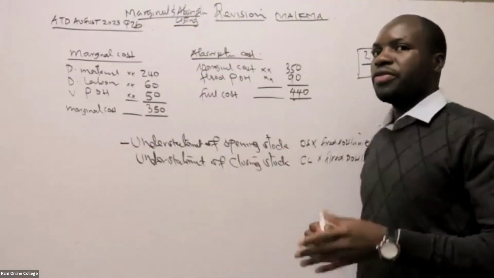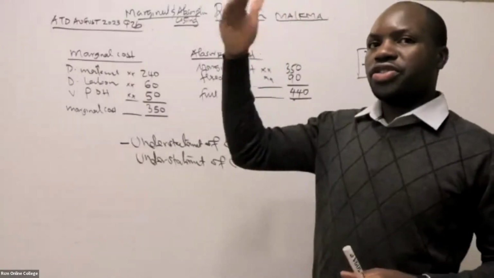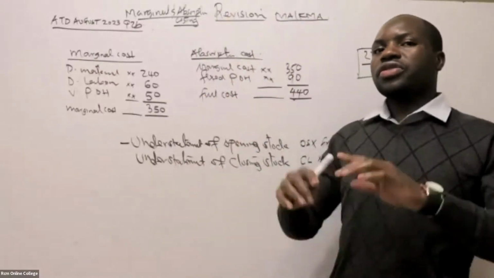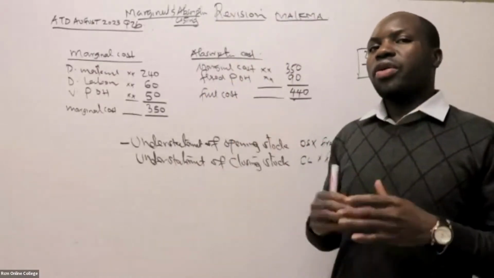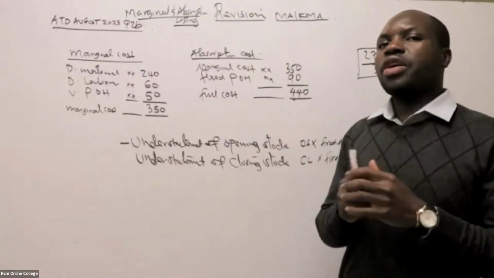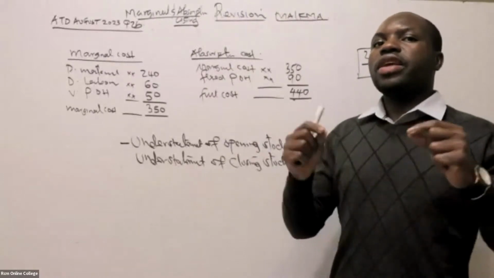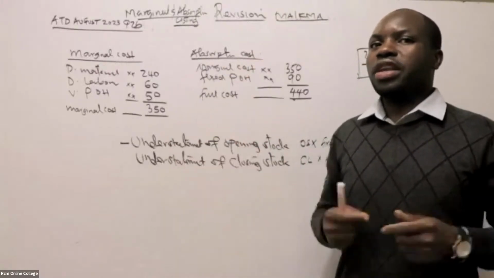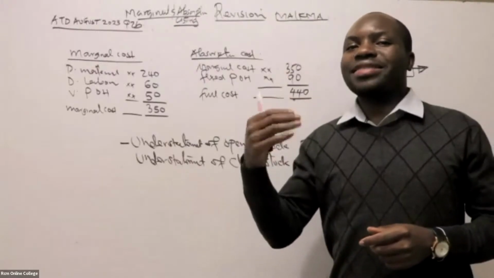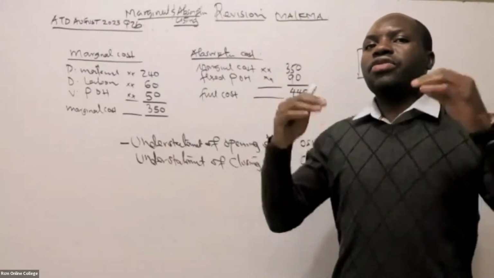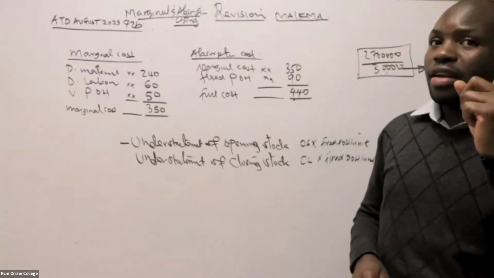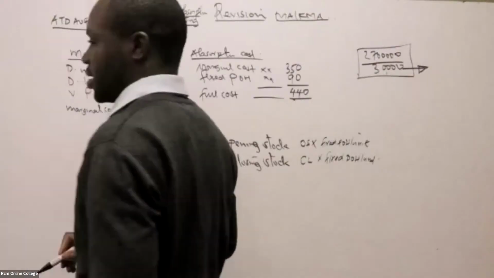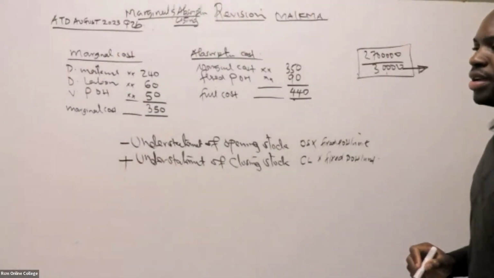How about closing stock? Remember the components of cost of sales. It is normally opening stock and production less closing stock. The closing stock is normally deducted. So when you understate closing stock, you will exaggerate cost of sales. And when you exaggerate cost of sales, the profits will be understated. How do I get back to the right profit? I add back the understatement.